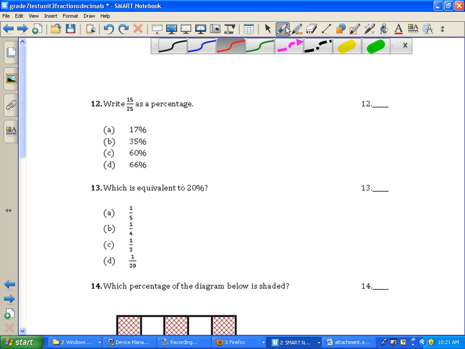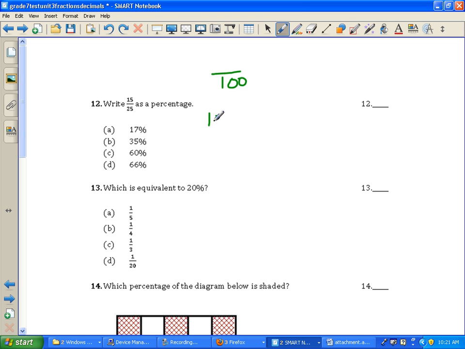Number 12, write 15 over 25 as a percentage. Well, remember, percent simply means out of 100. That's all percent means. So we want 15 out of 25. We would love for the bottom of this number to be out of 100. So how can we write it out of 100?